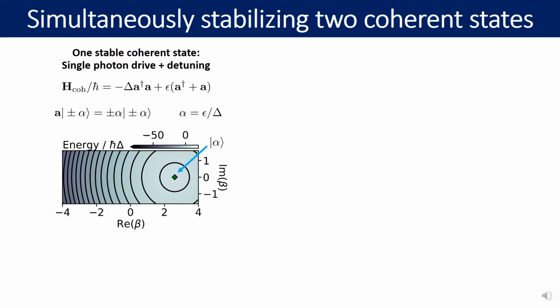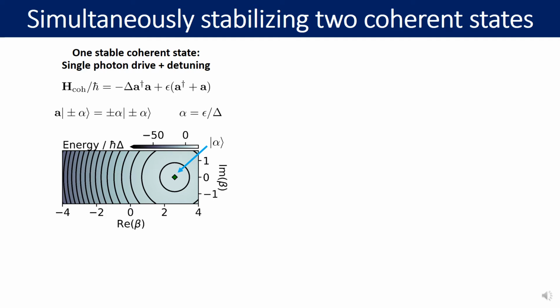And this phase space representation just shows you the amplitude of the oscillation, which is given by the distance from the origin, and its phase, which is given by the angle with the real axis. So here it's 0, it's along the real axis. Now, one coherent state is of course not enough to encode a qubit.